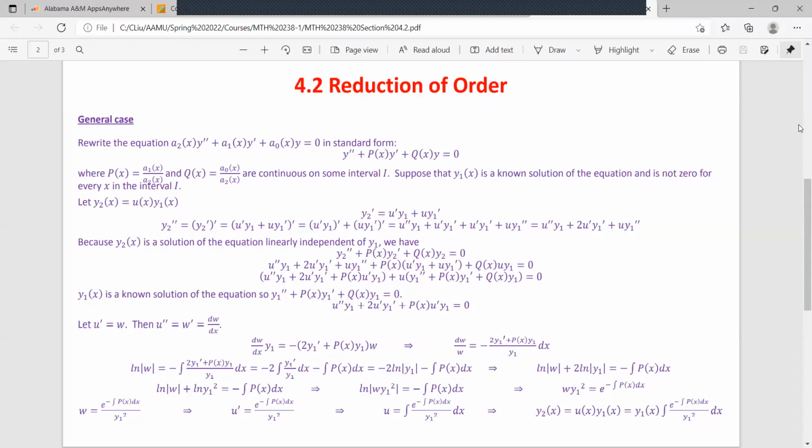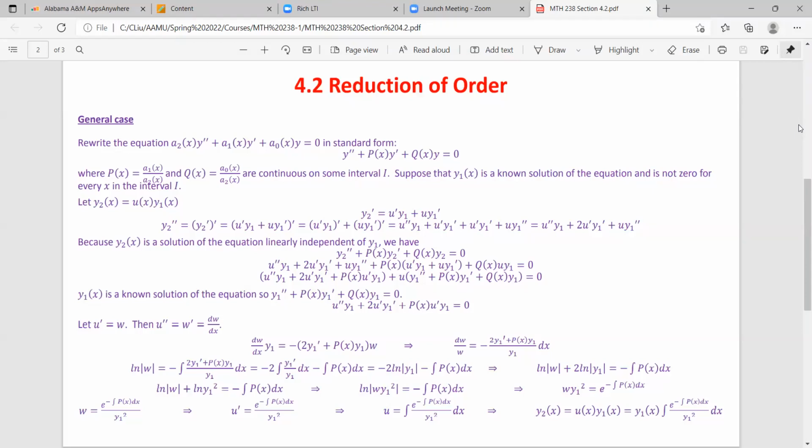So last time we talked about the reduction of order. So we know how to solve high order linear differential equations. We know we need to find general solutions for the associated homogeneous equation first.